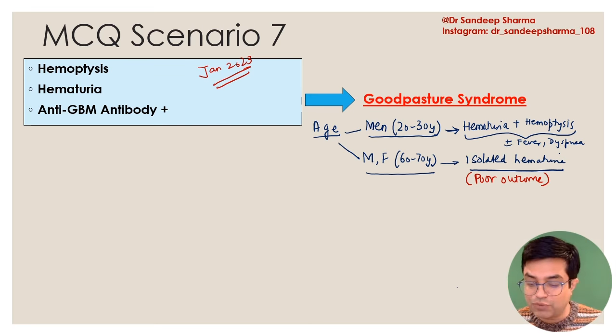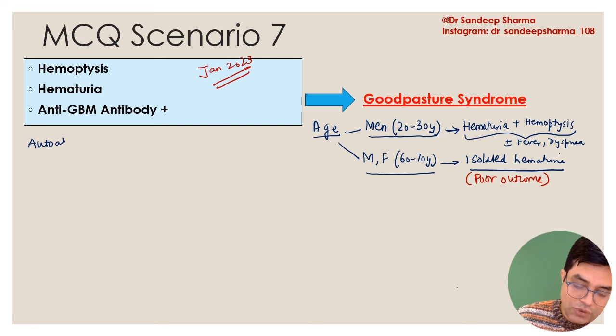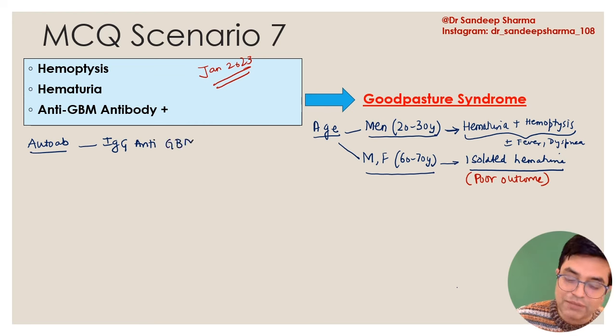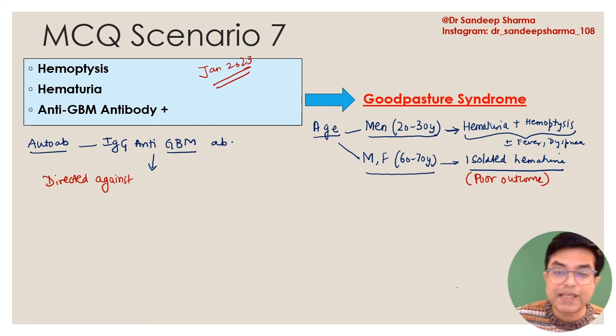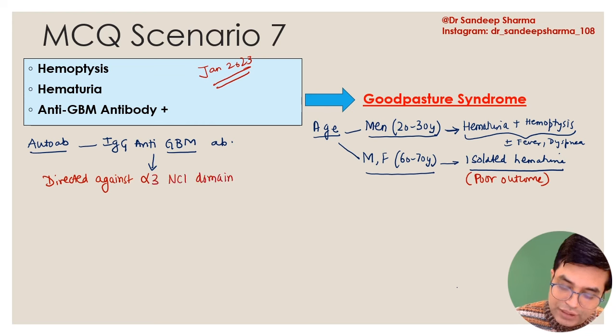This is the first concept to understand. The second concept to understand is which antibodies are formed. So what are the autoantibodies formed in them? The autoantibodies are called IgG type of anti-GBM. GBM stands for glomerular basement membrane antibodies. And against what are these directed? These are directed against a specific epitope. What is the epitope? There is an alpha 3 NC1 domain found on type 4 collagen.